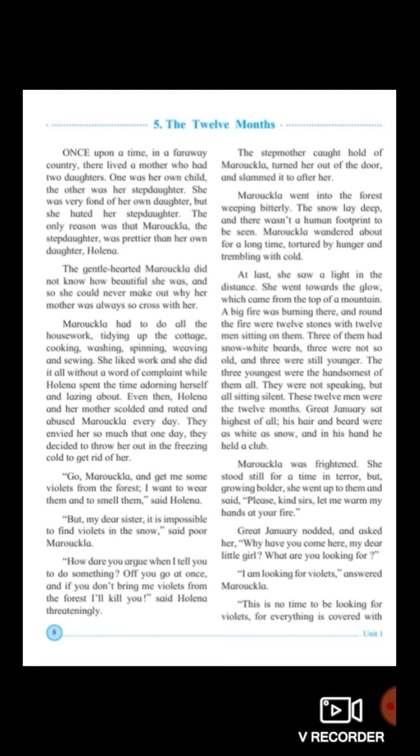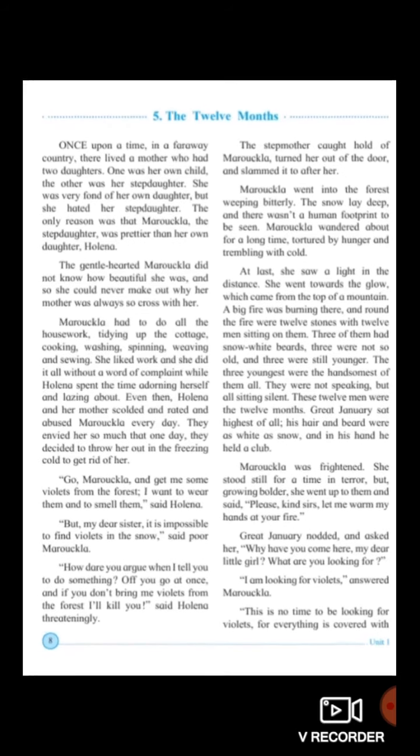"But my dear sister, it is impossible to find violets in the snow," said poor Marukla. So Marukla told Helena that in snow there are no violets, it's impossible to find them. "How dare you argue when I tell you to do something? Off you go at once, and if you don't bring me violets from the forest, I will kill you," said Helena threateningly.